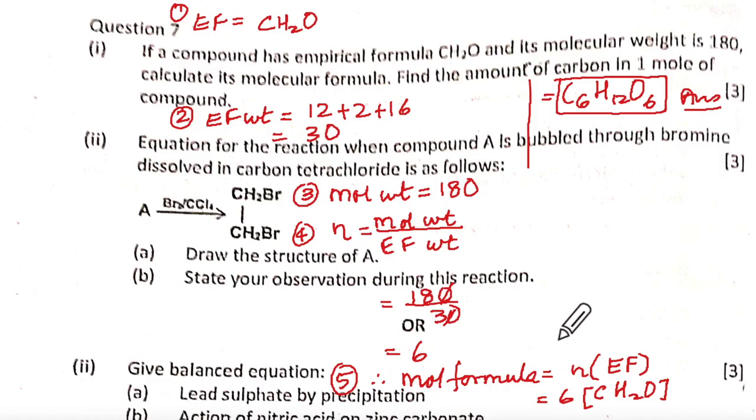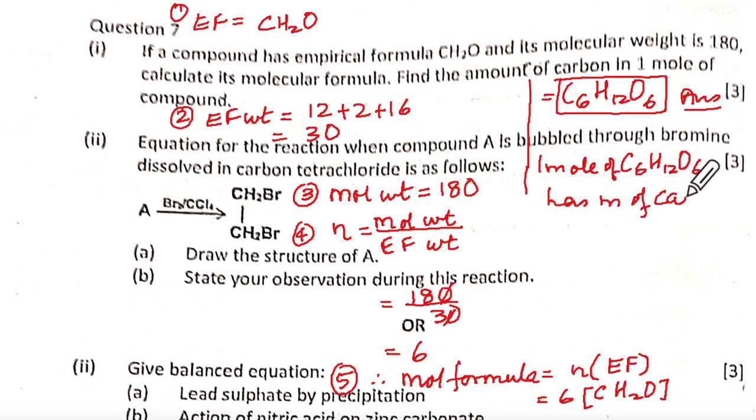Find the amount of carbon in 1 mole of the compound. So 1 mole of C6H12O6 has mass of carbon equal to 6 into carbon atomic weight, which is 12. Don't say, ma'am, they didn't supply the atomic weights. You should know H is 1, O is 16, C is 12. 12 times 6 is 72.